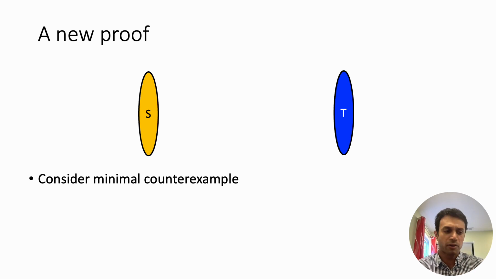The starting point for our result is actually a new proof. So I'm going to take a few slides just to explain this new proof. Then I'll tell you what we actually prove and why this is connected to deeper questions in monotonicity testing.